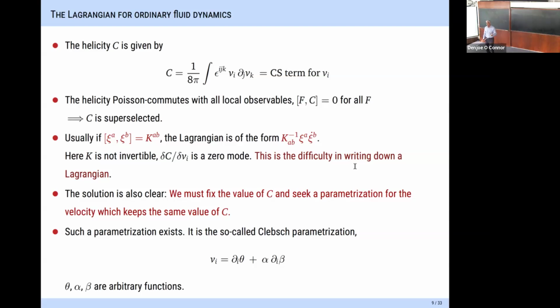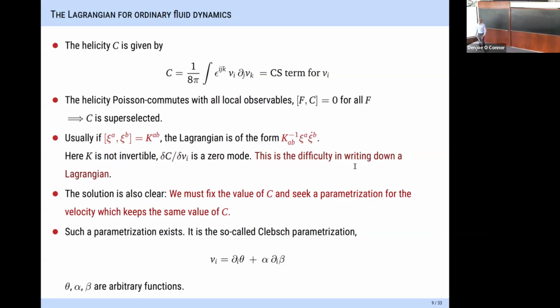Any function of velocity and density, any observable if you like, would commute with C simply because of the way C is like a zero mode of this object here. That's basically what's happening. So I can't invert. That's the issue, in a fixed value of C.